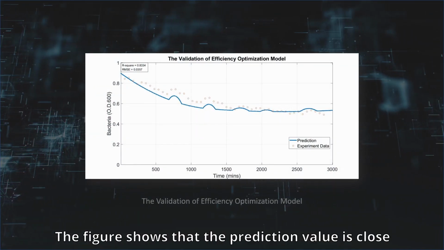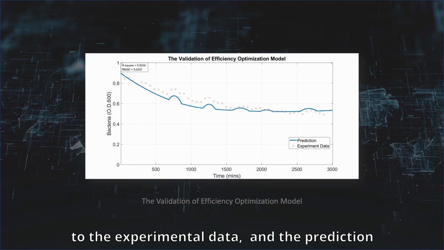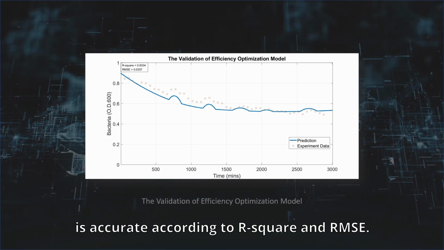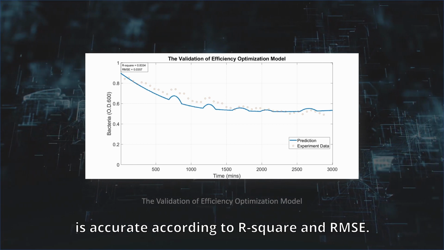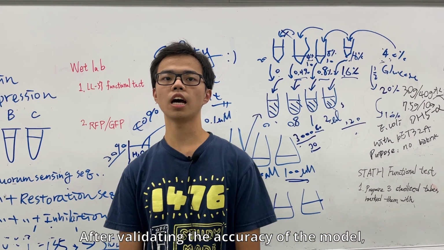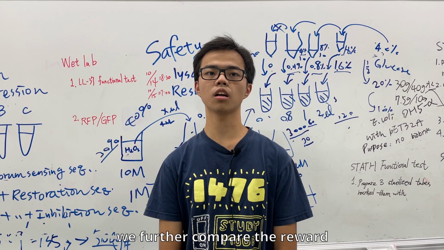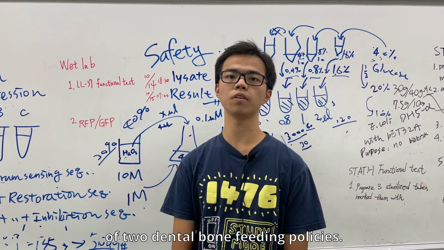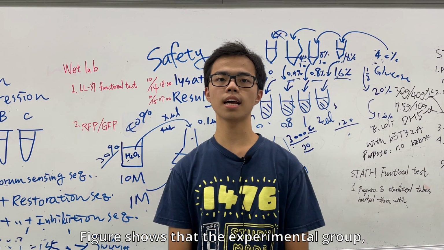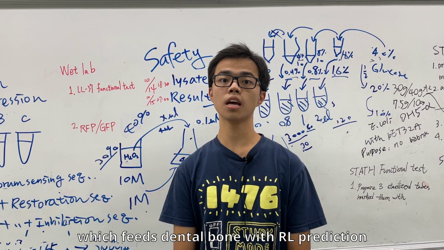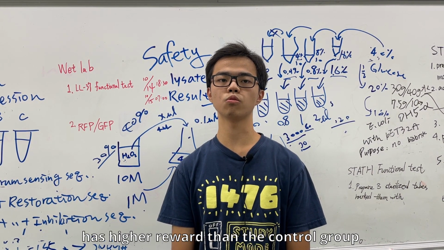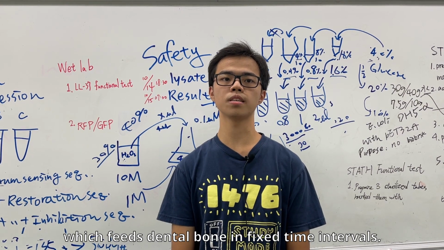The figure shows that the prediction value is close to the experimental data, and the prediction is accurate according to R-squared and RMSE. After validating the accuracy of the model, we further compare the reward of two dental bone feeding policies. The figure shows that the experimental group, which feeds dental bone with RL prediction, has higher reward than the control group, which feeds dental bone at fixed time intervals.